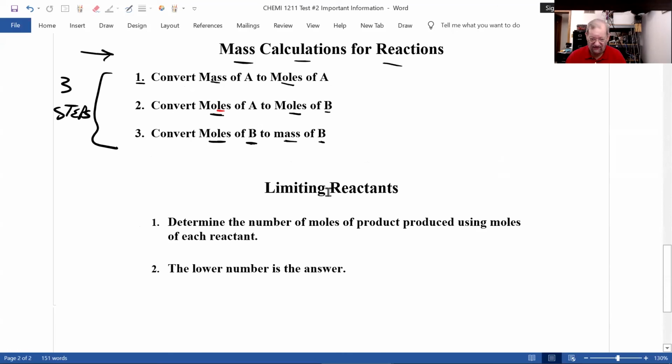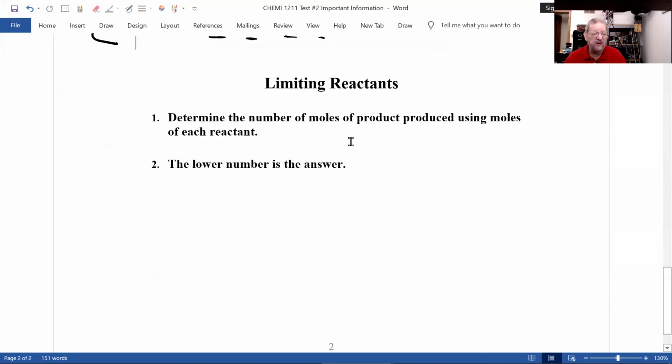And if you look at, oh, excuse me, I just hiccuped. If you look at the important information for test two, I used to make students memorize this. Now I don't. How do you do that kind of problem? Determine the number of moles of product produced using the moles of each reactant. The lower number is the answer.